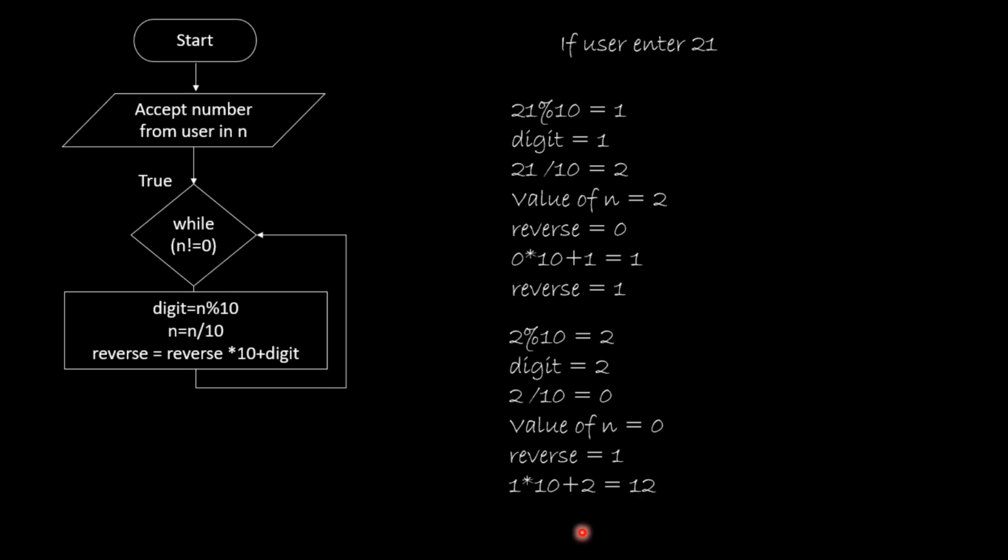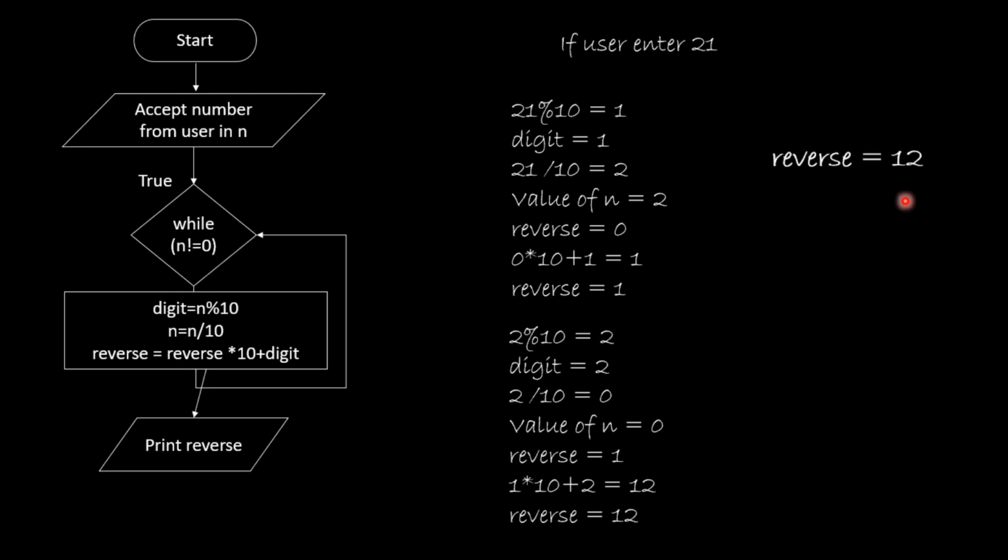Again the control goes from here to here. So now it will check this condition again. What is n now, the updated n? This n is equal to 0. Now, is n not equal to 0? No, it is equal to 0. This condition will be false and it will print this reverse as 12.